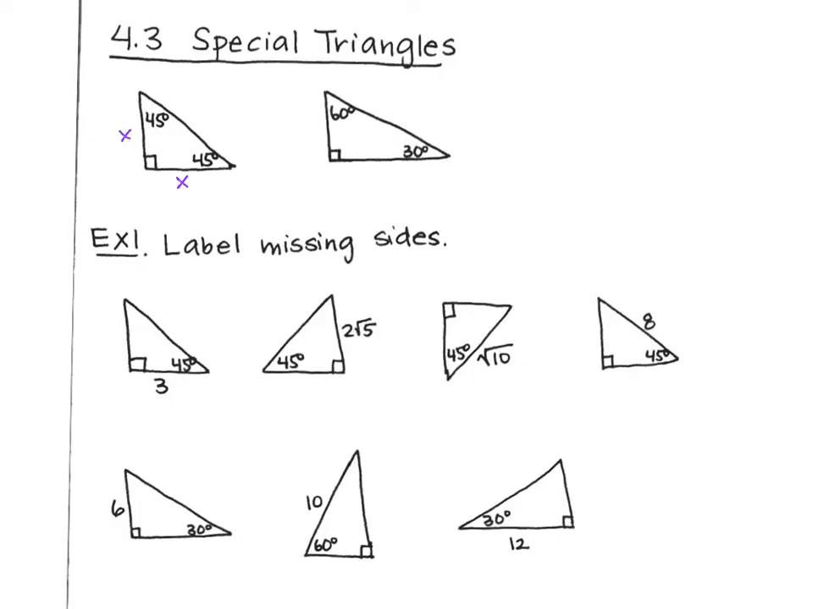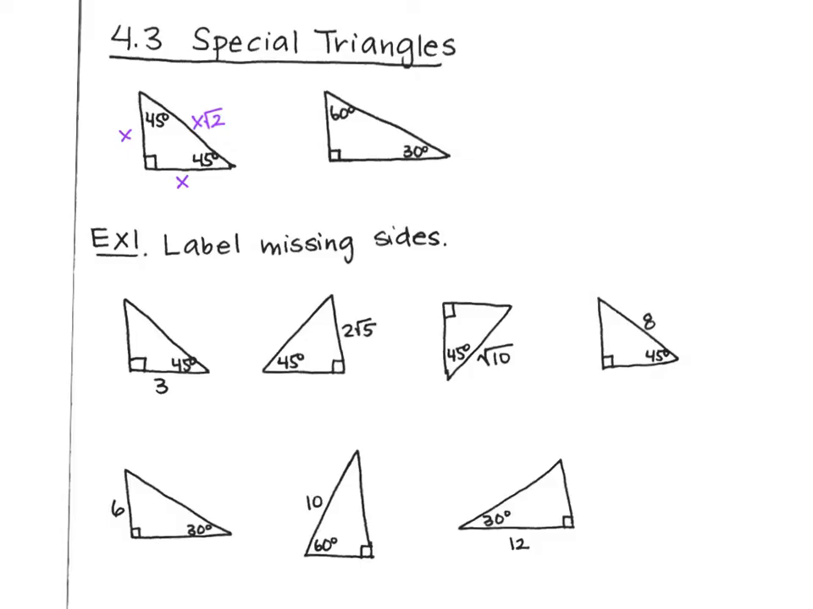So let's call this x and x. If I did the Pythagorean theorem, x squared plus x squared equals c squared, which is 2x squared, and I square rooted it, I would end up with the hypotenuse being x root 2, where x is the length of the leg.